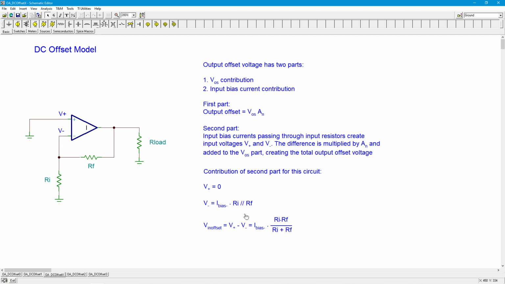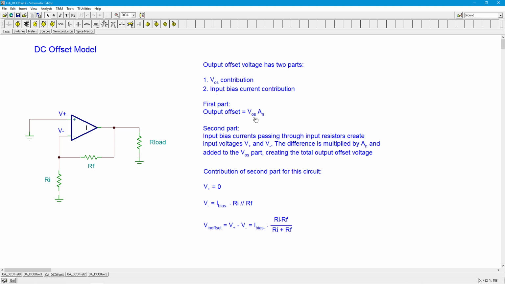So we can expand that out. It's the product over sum rule: Ri times Rf over Ri plus Rf, times the I bias. And V plus is 0, so you can just say it's 0 minus that. When we talk about offsets, we normally talk about magnitudes. We don't really care about plus or minus because both are possible.